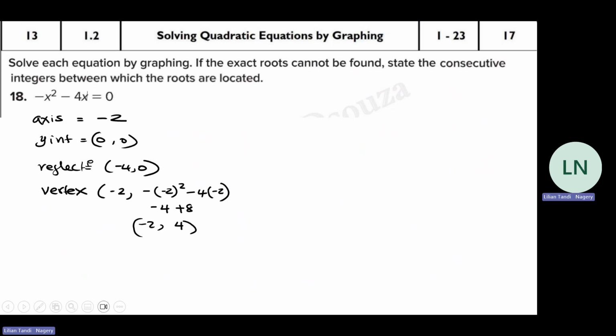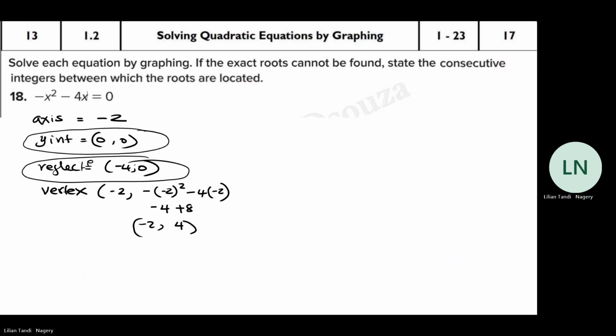Then my solutions, you can see, are my reflection and my y-intercept. As you can see over there on my work, the y-intercept and the reflection are the solutions. Why? Because both of them have 0 on the y coordinate. So these are my solutions.